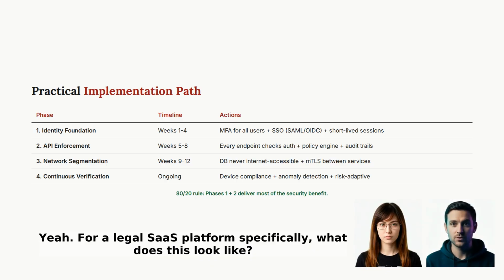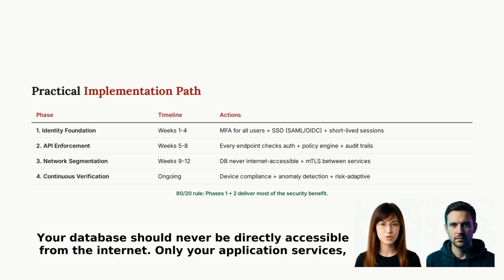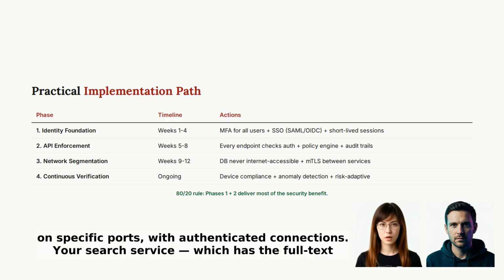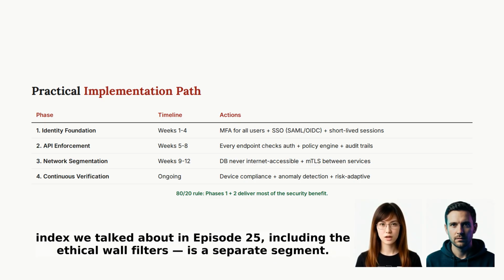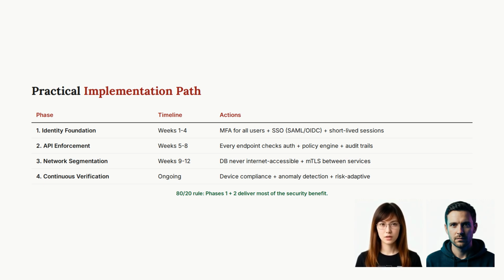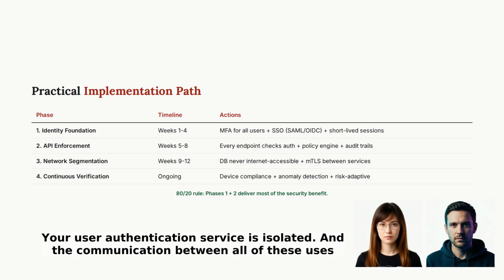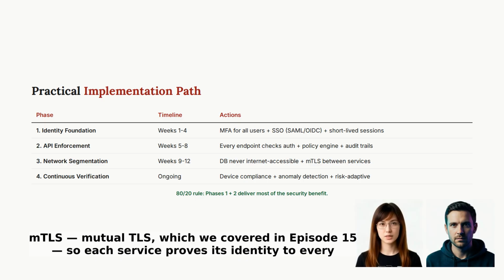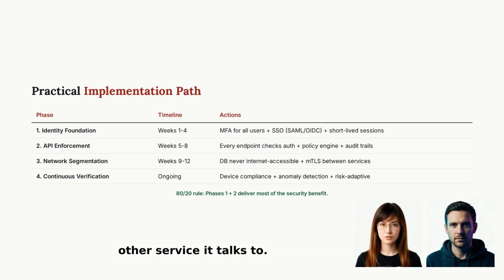Yeah, for a legal SaaS platform specifically, what does this look like? Your database should never be directly accessible from the internet. Only your application services on specific ports with authenticated connections. Your search service, which has the full text index we talked about in episode 25, including the ethical wall filters, is a separate segment. Your user authentication service is isolated. And the communication between all of these uses mTLS, mutual TLS, which we covered in episode 15. So each service proves its identity to every other service it talks to.